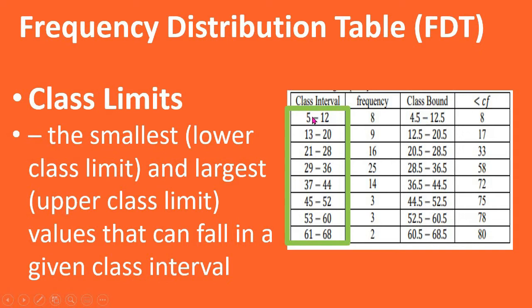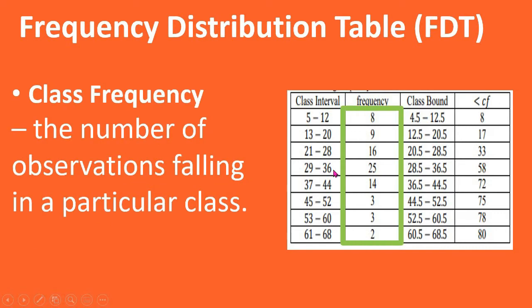So if we have here in our example 5, 13, 21, 29, and so on, we refer to the smallest values as the lower class limits. And we have here 12, 20, 28, and so on. We refer to these largest values as the upper class limits. Class frequency is the second column in our table that refers to the number of observations falling in a particular class. For example, in our class here 5 to 12, its frequency is 8. The class 13 to 20, the frequency is 9, and so on.